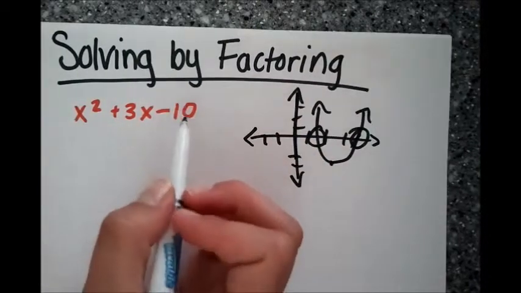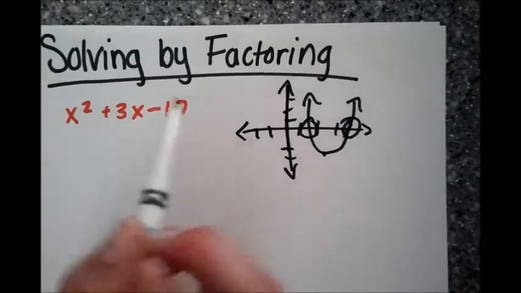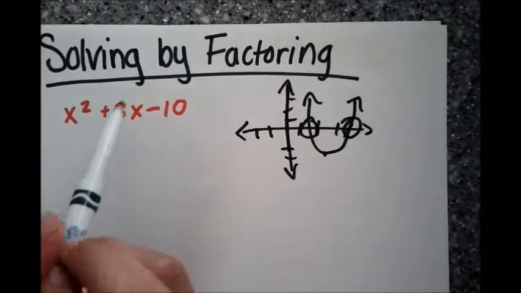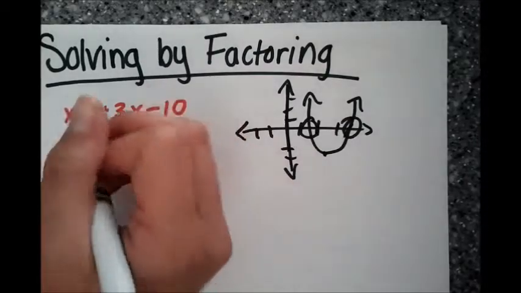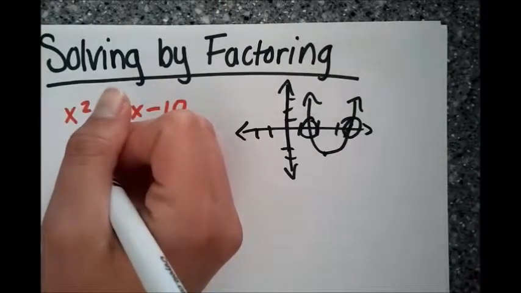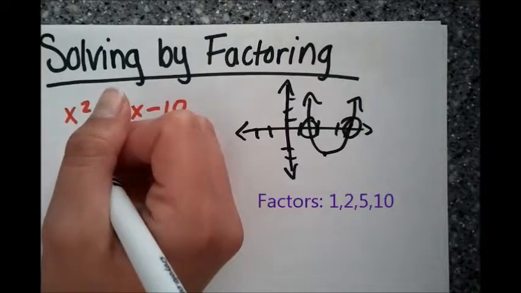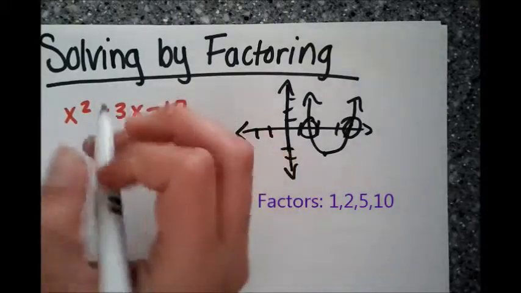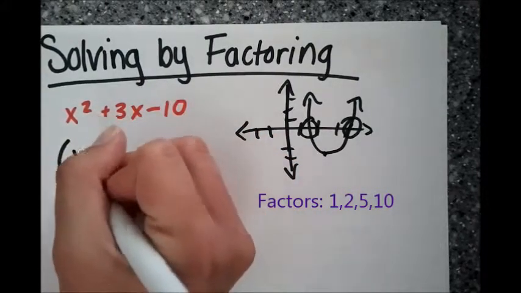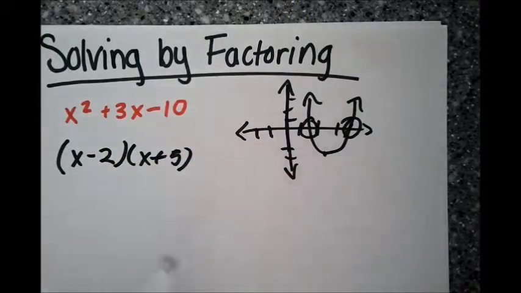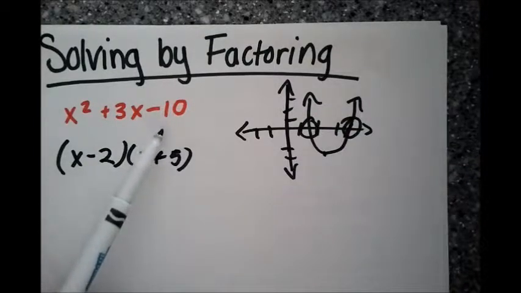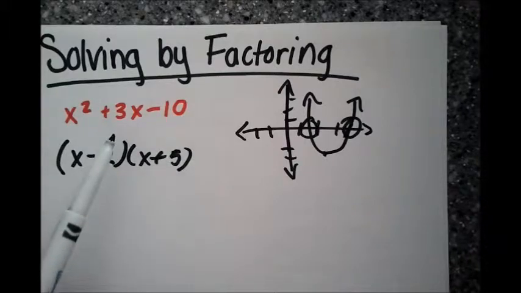What you're trying to do is find what two numbers add to 3 and multiply to negative 10. So you can think of the factors of 10: 1 and 10, 2 and 5. That'll make sense. So we have x minus 2, x plus 5. It's a negative and a positive because negative times a positive equals a negative, and we wanted negative 10. And those added together equal a positive 3. So that works out.